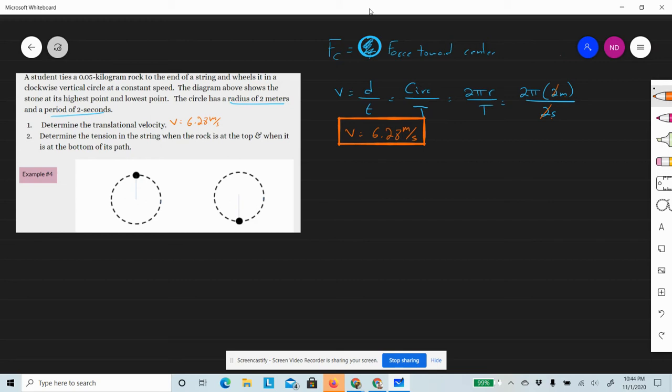Now, determine the tension of the string when the rock is at the top and when it's at the bottom. So when it's at the top, this is kind of interesting. We should take a moment to draw this. Let's say the rock is here at the top. There'll be the force of tension, and you still have gravity. So those two forces combine to become the centripetal force. So the centripetal force is the force of tension and the force of gravity because those are both towards the center.